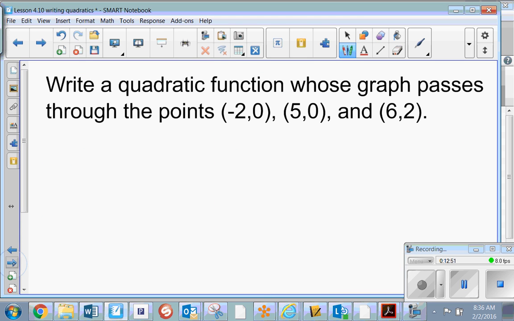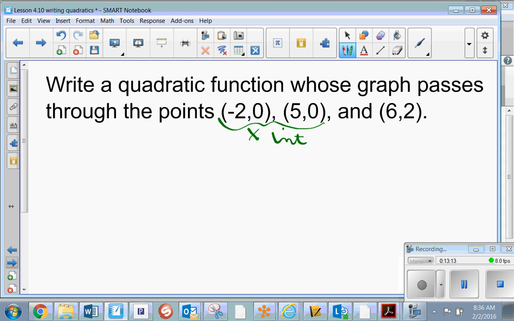All right. This one will be the same way. Just notice that these two are x-intercepts, right? So those will be my P and Q. Did you do that one or do you need me to do it?